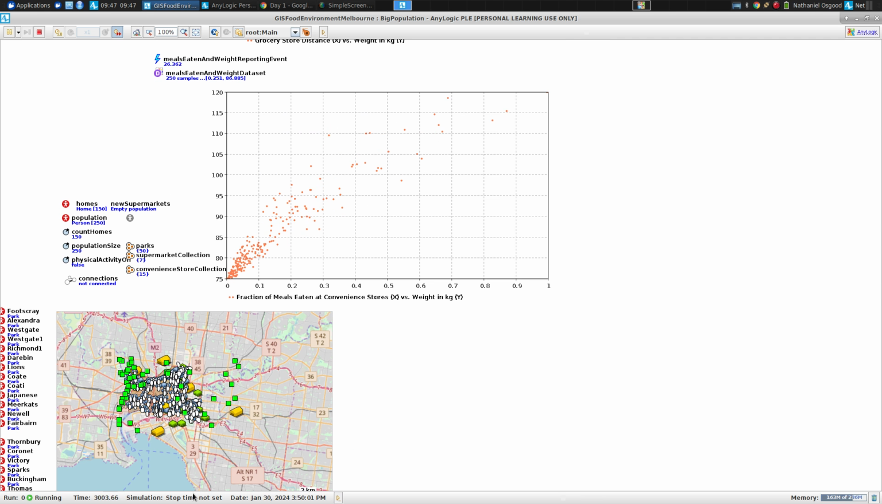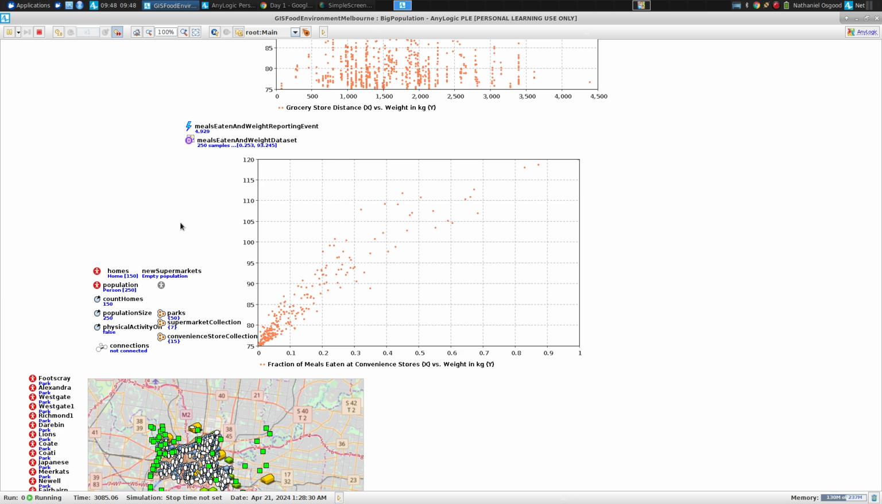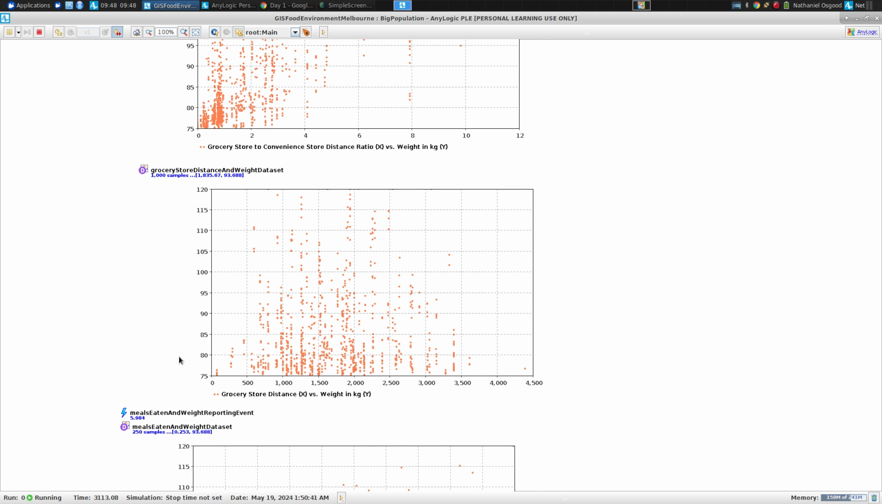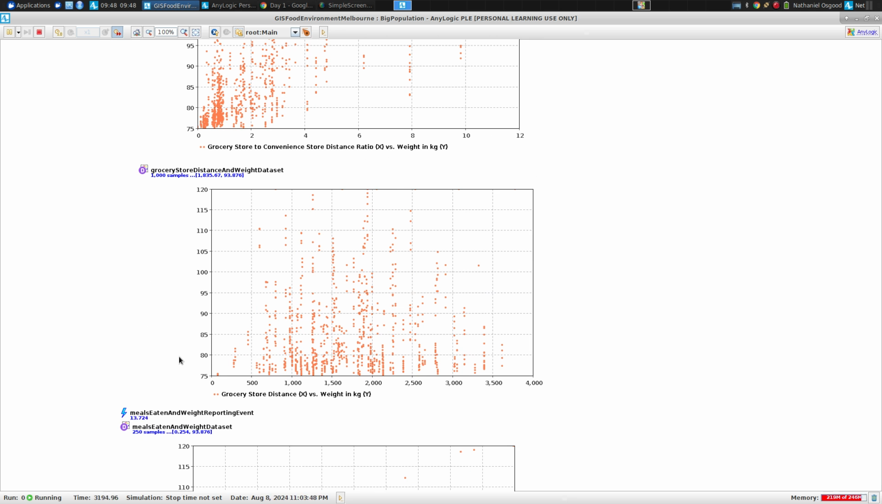And you'll notice that there's an association between those. So we have, for example, individuals who engage in larger amounts of convenience store food seeking tend to have higher weight, although there is some variability. Further up, we'll find depictions which, for example, compare the distance to a grocery store in meters to their weight in kilograms. Here, associations may be present, but they're less obvious. There doesn't seem to be a very, very clear linear association, certainly.